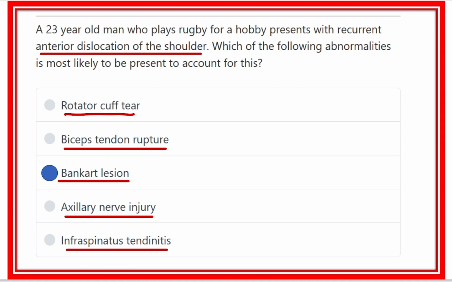So our answer is Bankart, because in Bankart lesion the dislocation occurs in the lower or inferior part and anterior part, but in the case of Hill-Sachs, it occurs in the upper part and the posterior part.